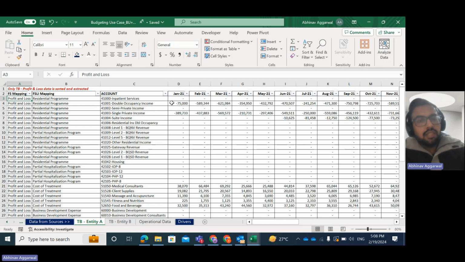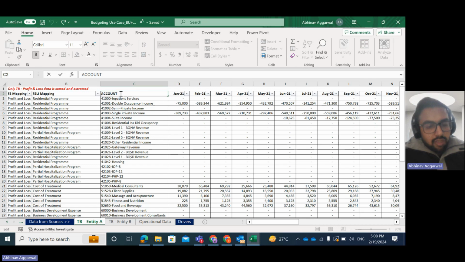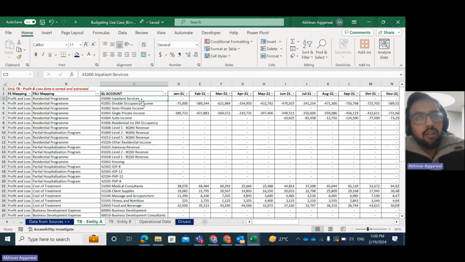Okay, so this is a GL dump. So I can change the name of column C as GL account. So normally GL account along with the balances is extracted from the different accounting software, different ERPs, and columns B and A are something that you will have to do, because it's very important to map your data as per your requirements before you do any kind of analysis.